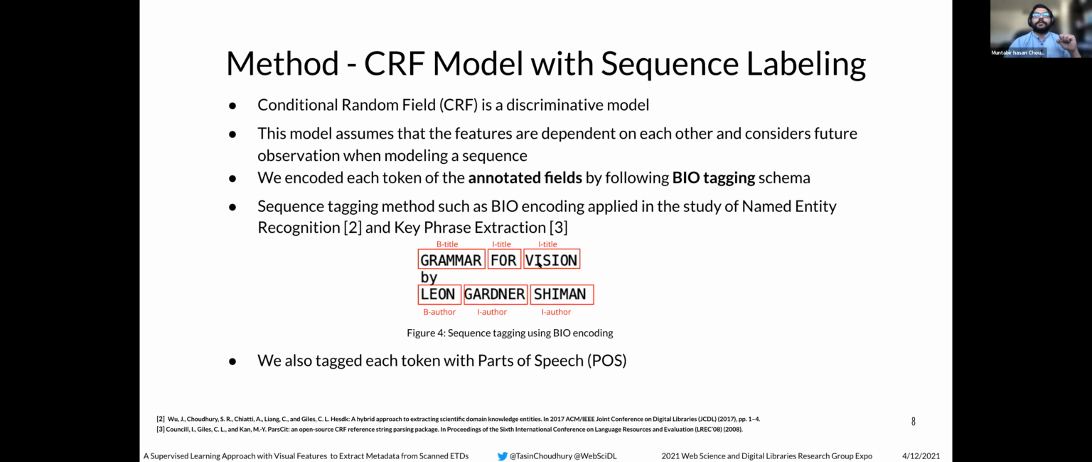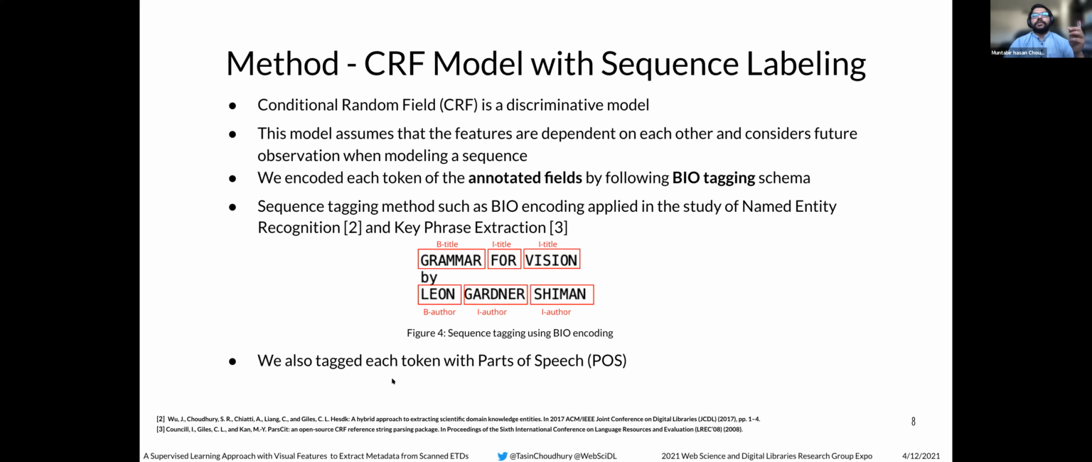Now, as you can see from this figure, Grammar for Vision is the title field and Leon Garden Schumann is the author field. Now we would encode each of these words following this BIO schema, and this B is representing beginning and I is representing inside. So since Grammar is at the beginning of the sentence, we would encode this as B-title, and for as an I-title and Vision as an I-title, since these are two inside of the sentence. And same goes for author.